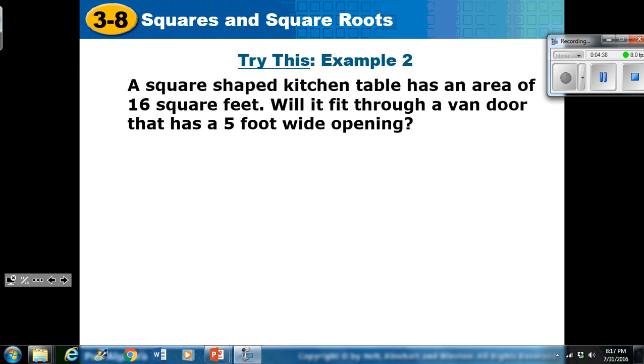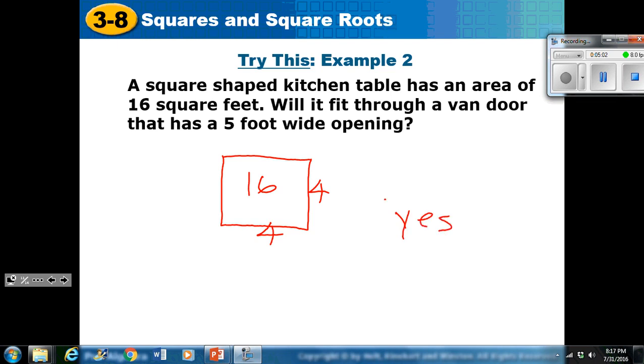A square-shaped kitchen table has an area of 16 square feet. Will it fit through a van door that has a 5-foot wide opening? If the area of our square is 16, then each one of the sides will be 4. So obviously if it's only 4 feet wide, you can fit it through a 5-foot wide opening. So our answer is going to be yes. And really the problem is simply what's the square root of 16?